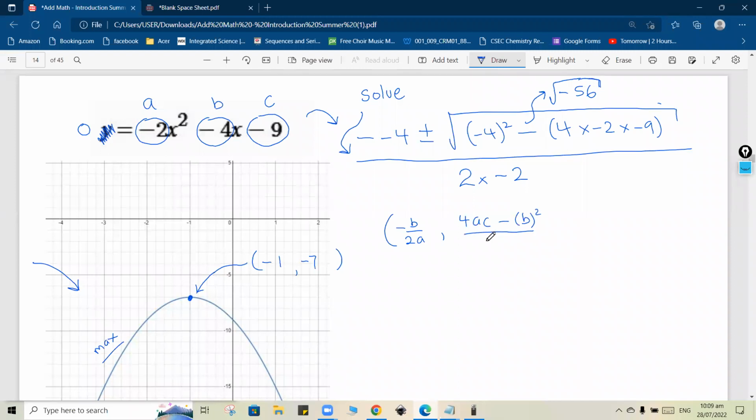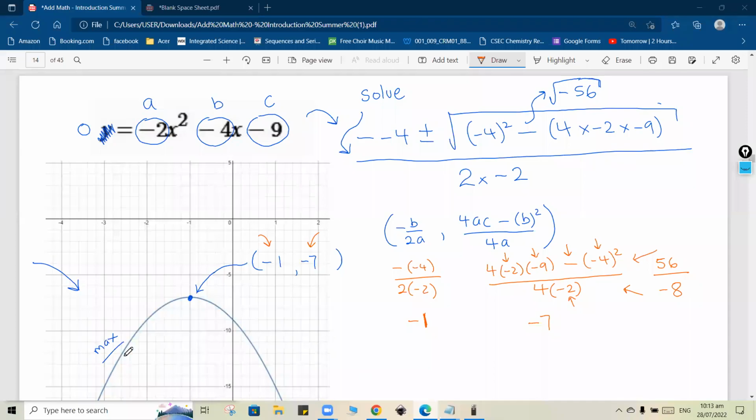Get in the habit of always writing the formula before you use it. It will do two things for you. The examiner will give you marks for it. And second, it will help you memorize it. Right? So do the calculations and verify if it's actually -1 and -7, please.